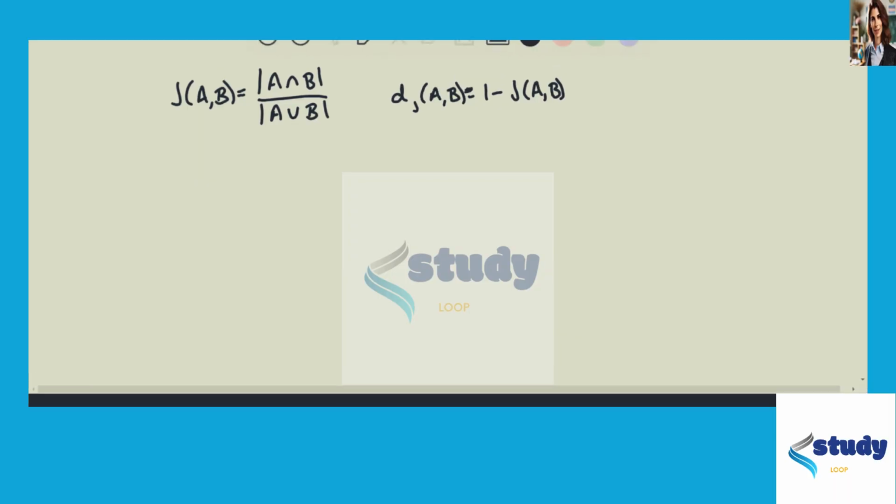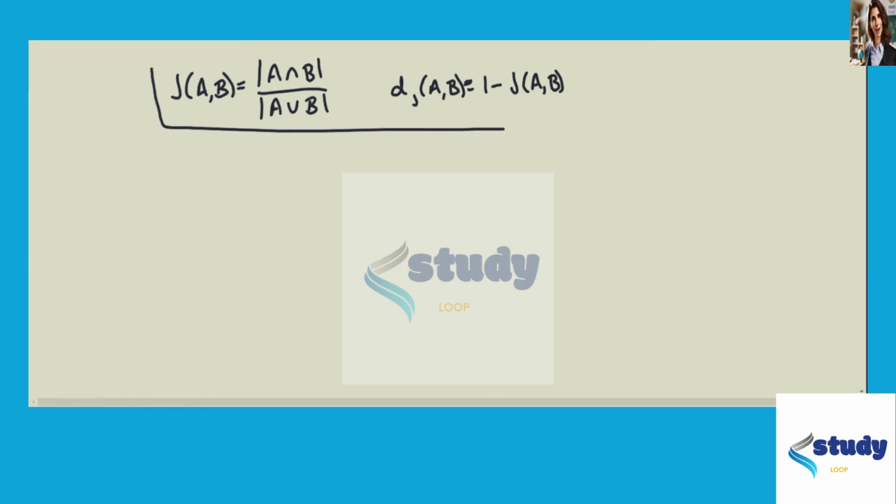For this problem and the one following it, we have been given a definition of a Jaccard similarity. Now, Jaccard similarity, I have written the formula here. The Jaccard similarity between two sets is the cardinality of the intersection of those two sets divided by the cardinality of the union. We also have something called the Jaccard distance, which I again have written here, which is 1 minus the Jaccard similarity.